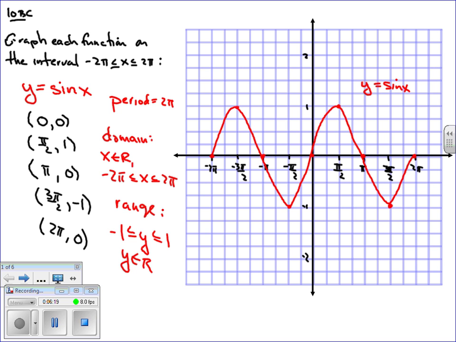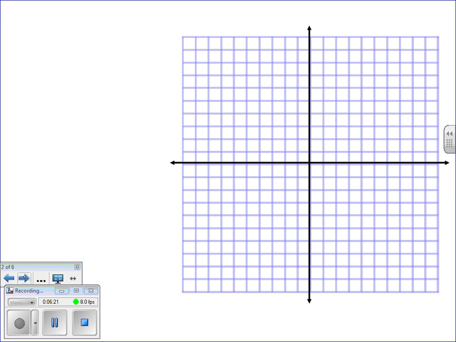Okay. The cosine curve. Again, we're going to graph it from negative 2 pi to 2 pi. So I'm going to label my axes.